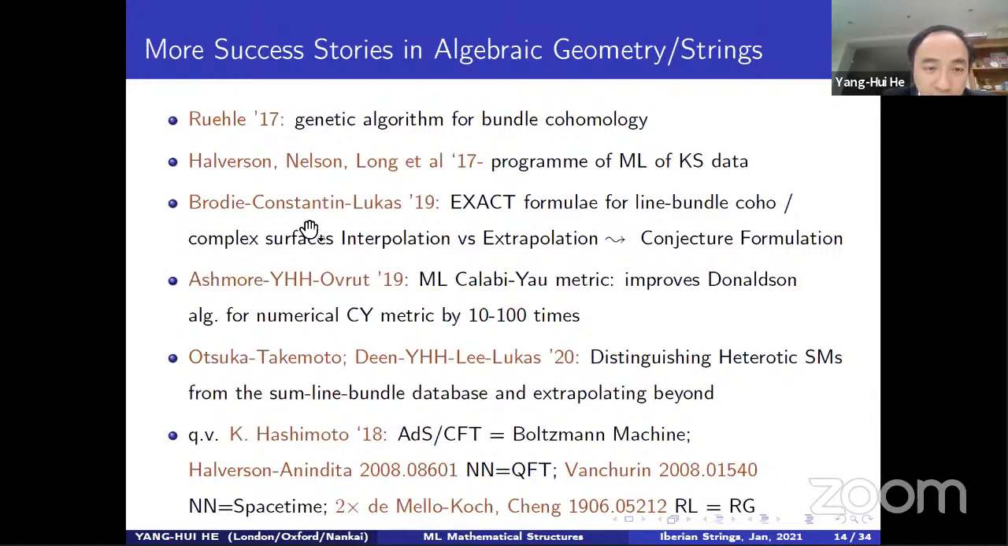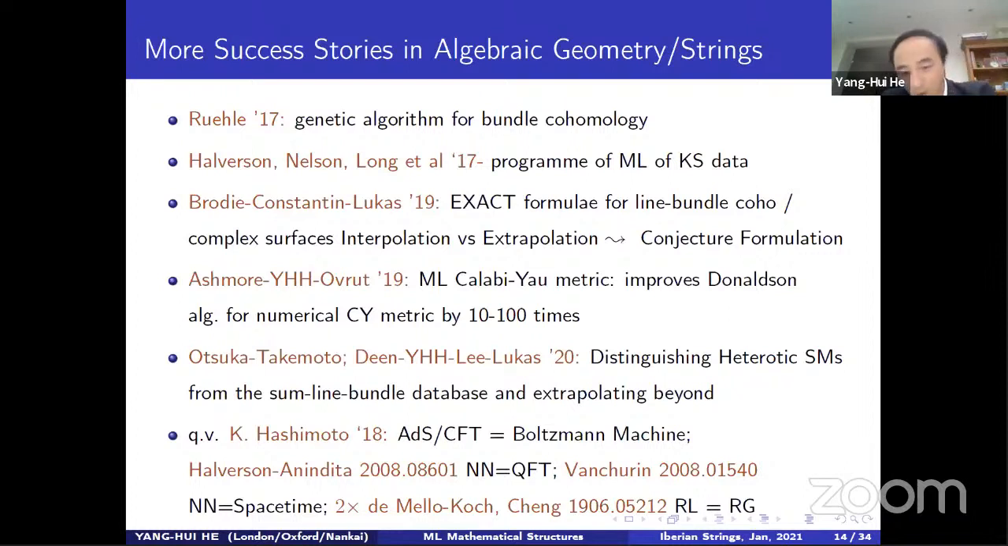Another wonderful thing is this paper of Brodie, Constantin, Lukas, where they trained their neural network to try to compute line bundle cohomology in regions of moduli space, because we know cohomology jumps. And very quickly, they were able to get 100%. Now, if you get 100% consistently, that's a conjecture. So they were able to do this and then formulate a conjecture about what the analytic formula for the line bundle cohomology is. And then they sat down and it was actually correct. So this is a very nice thing to do.